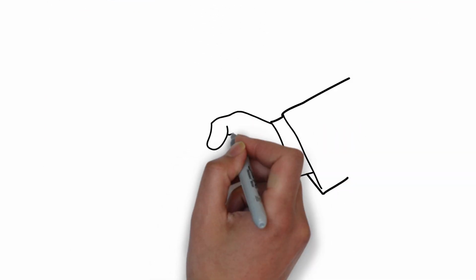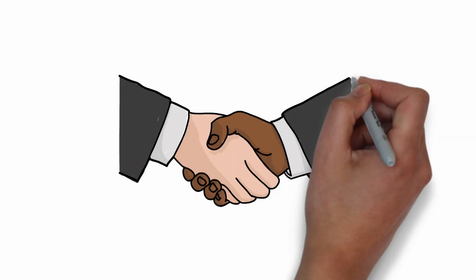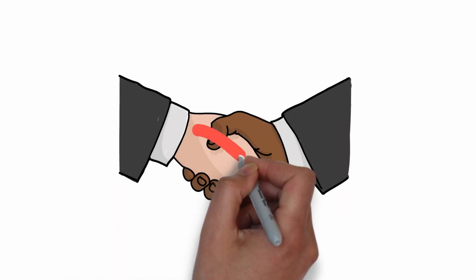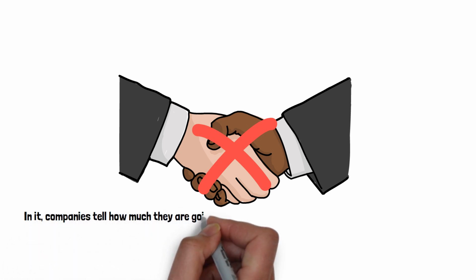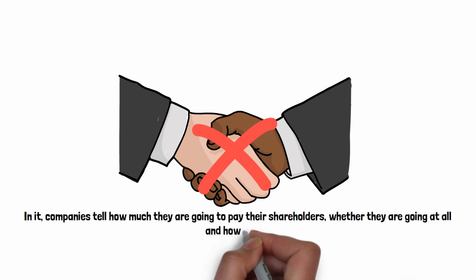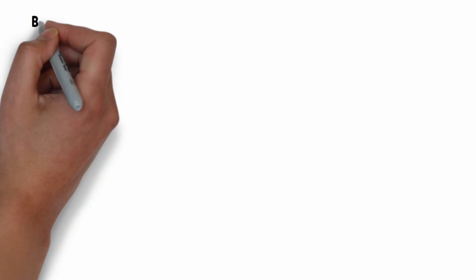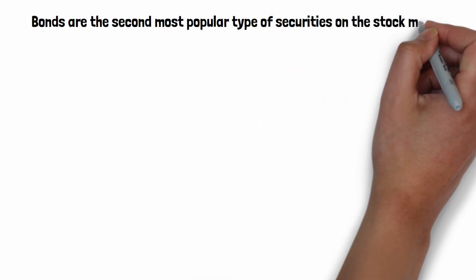But companies are not required to pay dividends, and those who pay usually make up a dividend policy. In it, companies tell how much they are going to pay their shareholders, whether they are going at all, and how often. Bonds are the second most popular types of securities on the stock market.